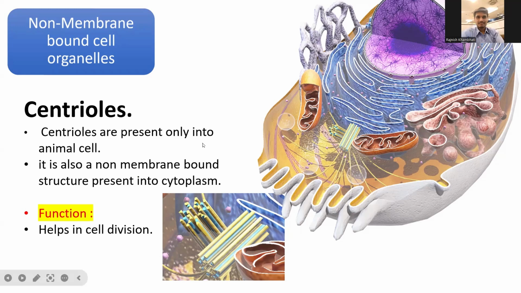Now, centrioles are present in animal cells only. They are not present in plants. It is also a non-membrane bound structure made up of protein, not membrane. The function is to help in cell division. So when animal cells undergo cell division, this is the responsible structure, the centriole. Without the centriole, an animal cell cannot divide.